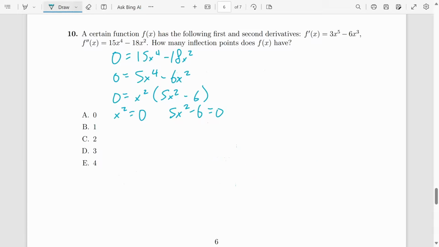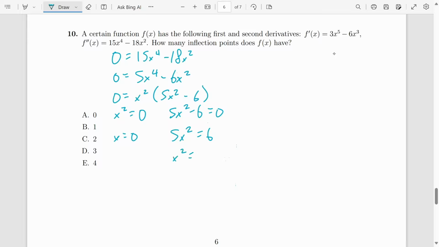Yeah, this is unfortunate. I have to erase my work. On the left here, we've got x squared equals 0. We can just square root both sides, get x equals 0. And on the right, let's see, we can add 6 on both sides. So 5x squared equals 6. Divide both sides by 5.